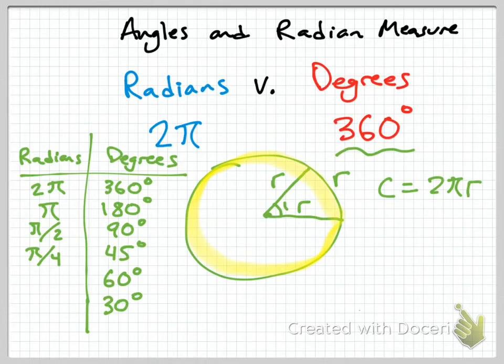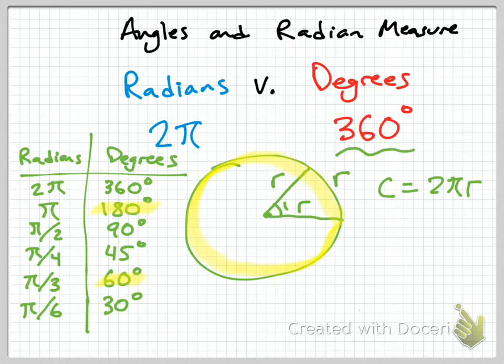As you might predict, since 60 is 180 divided by 3, 60 degrees in radians is pi over 3. And since 30 is half of that, that's pi over 6 radians. As you begin to work with these quite a bit, you'll get more and more comfortable.